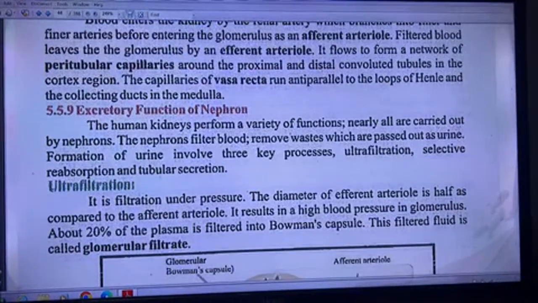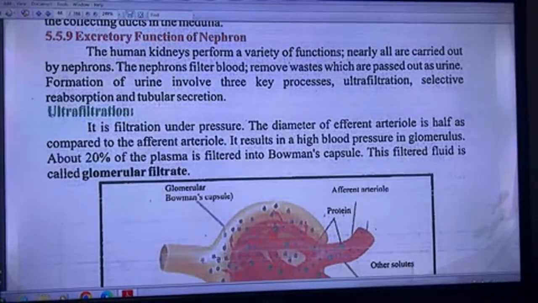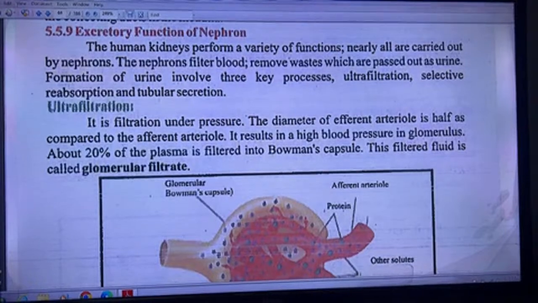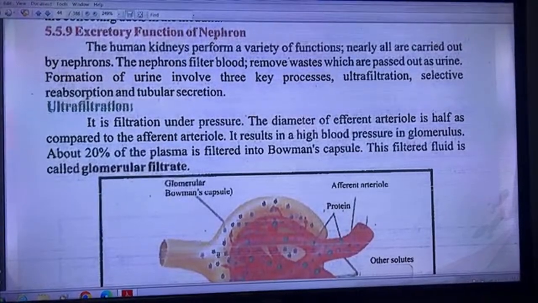Excretory function of nephrons. The human kidney performs a variety of functions. Nearly all are carried out by nephrons. The nephrons filter blood and remove wastes, which are passed out as urine. Formation of urine involves three key processes: ultrafiltration, selective reabsorption, and tubular secretion.